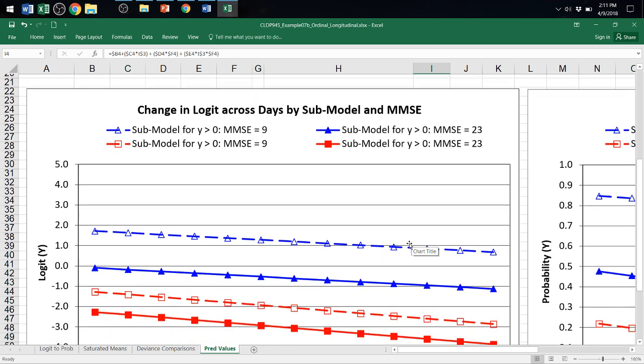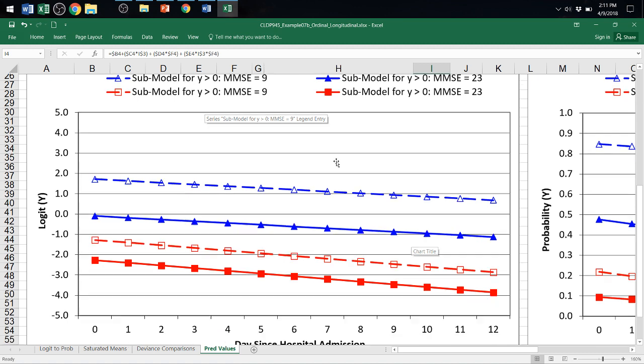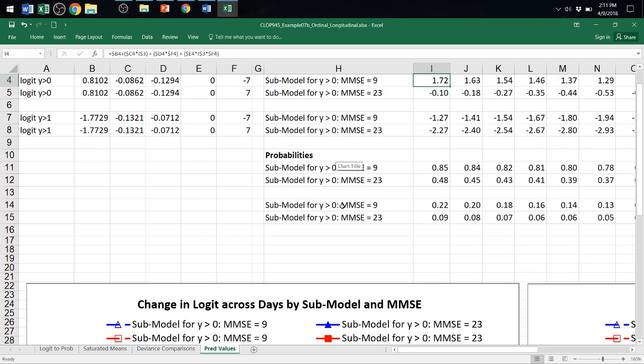And if you look at these pictures, logit is on the y-axis. The blue submodel is the logit of some or full delirium, whereas the red submodel is the logit of full delirium. Is that right? The legend is wrong. Let me get that fixed here. That is a copy-paste error, my friends.